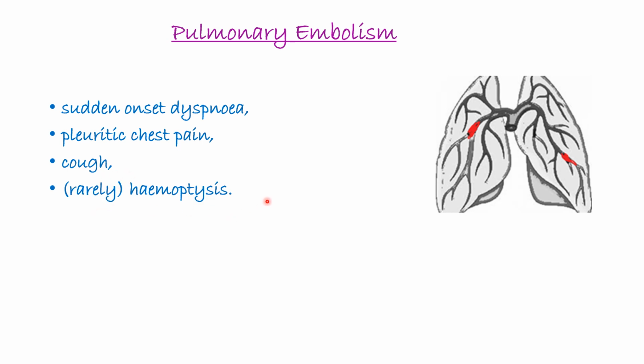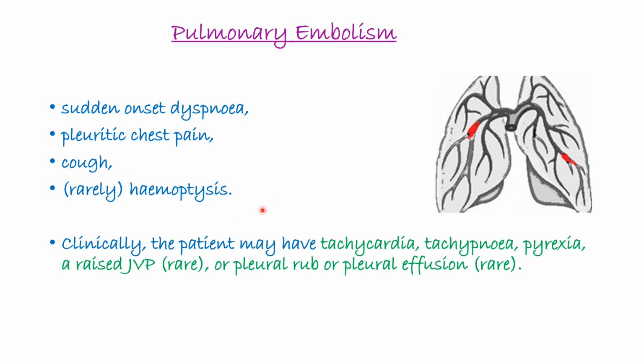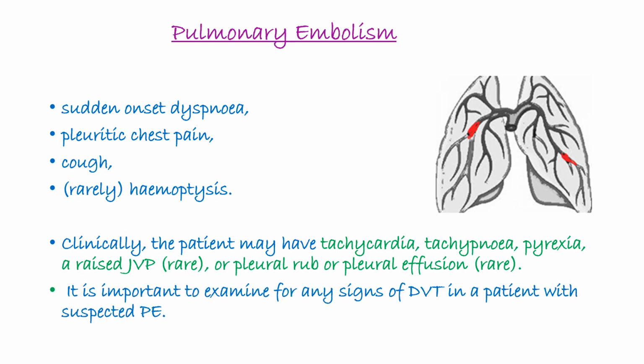So how will the patient present? The patient will present with sudden onset of dyspnea or shortness of breath, and they'll say it's so hard to breathe sometimes. They may also present with pleuritic chest pain. They may also present with cough, and in rare cases they may also present with hemoptysis. This is when you cough out blood. So clinically, if a patient comes in with massive PE, then they will present with tachycardia, tachypnea, that is fast breathing, pyrexia, raised JVP, and pleural rub or pleural effusion, which is in rare cases.